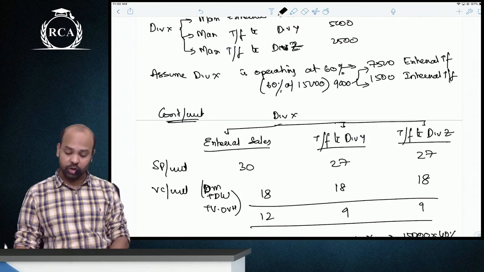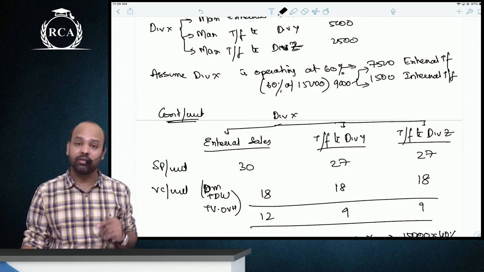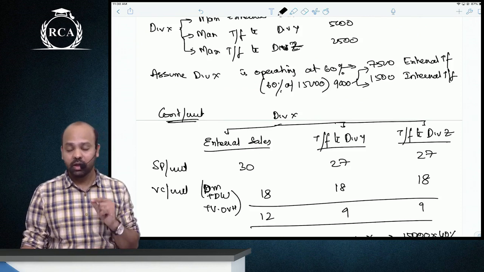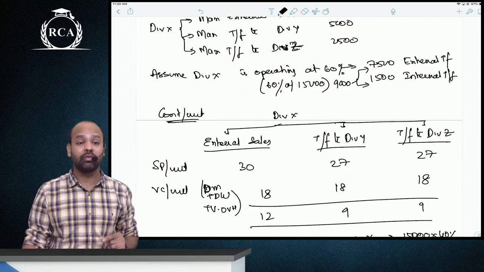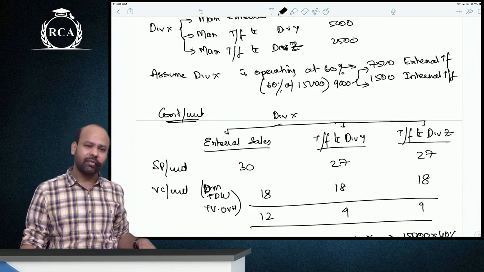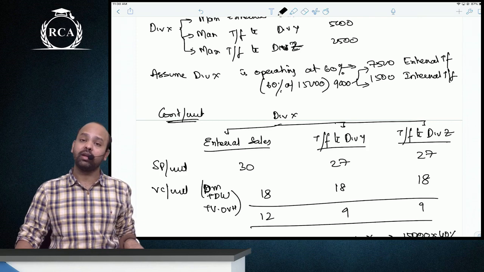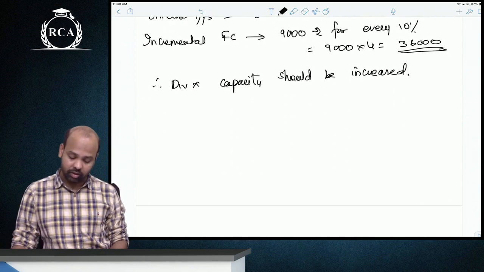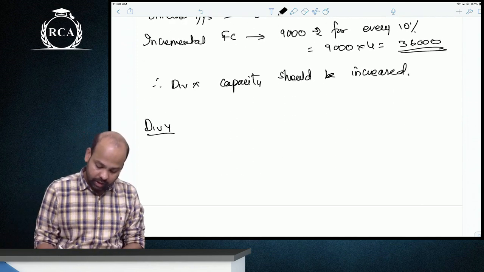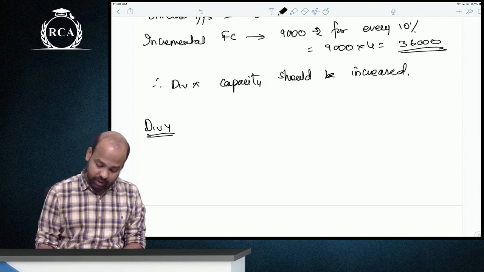I took contribution per unit and I'm checking whether you are able to recover that incremental fixed cost through the amount of incremental contribution. We're just checking whether they're able to recover that incremental fixed cost or not. Understood, sir? Now look at Division Y.